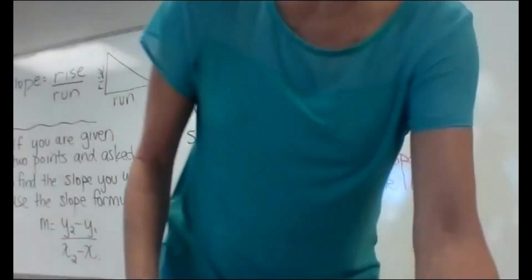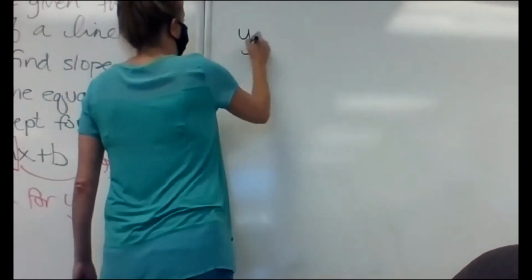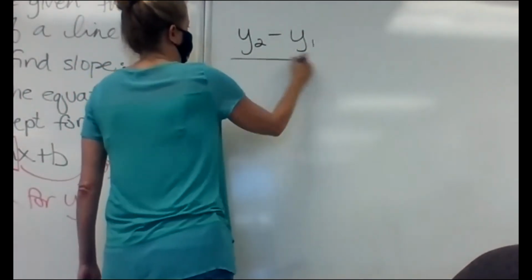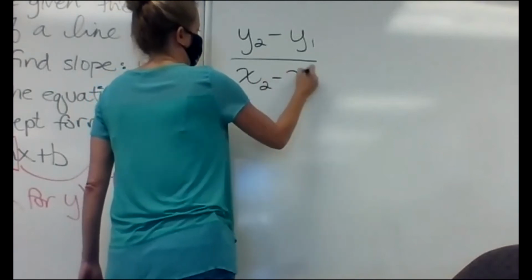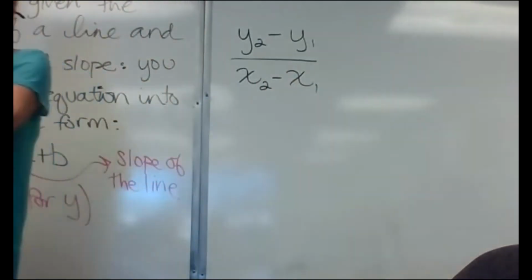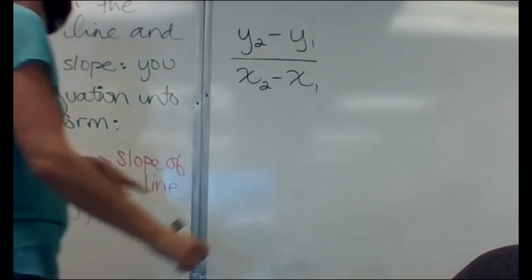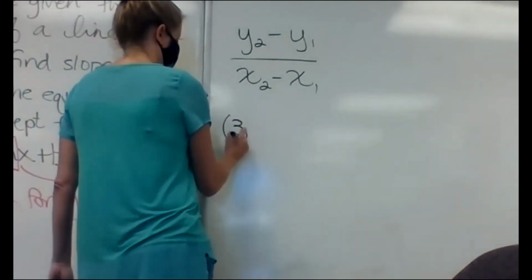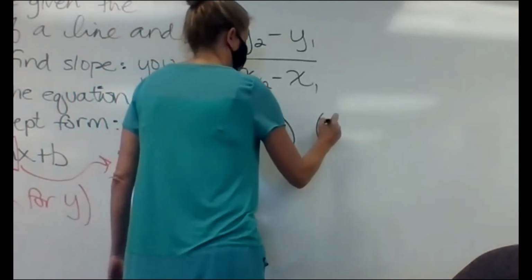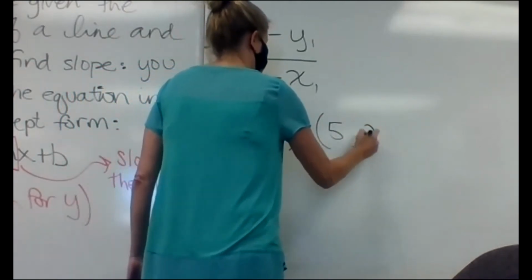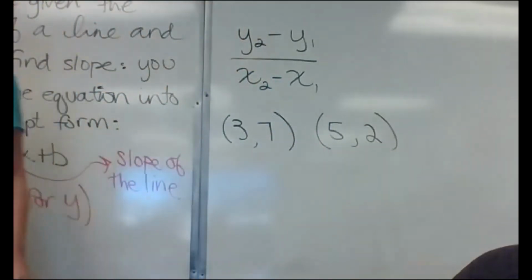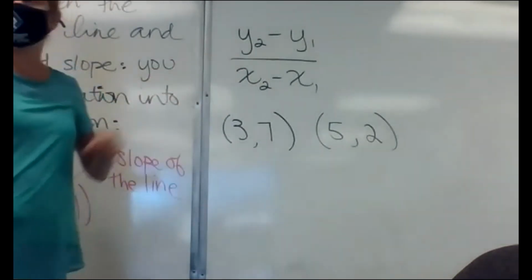All right, so remember our slope formula is y2 minus y1 over x2 minus x1. So I'm going to make up a problem instead of doing that next one. So the problems will look like this. It'll give you 2 points and it'll say find the slope. That's how I know I need to use this slope formula.